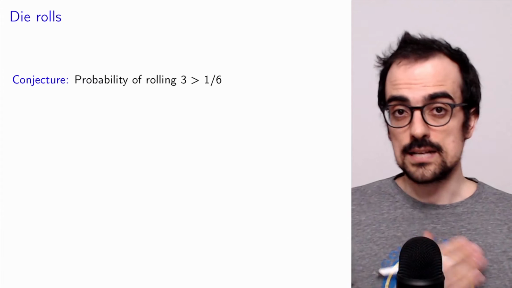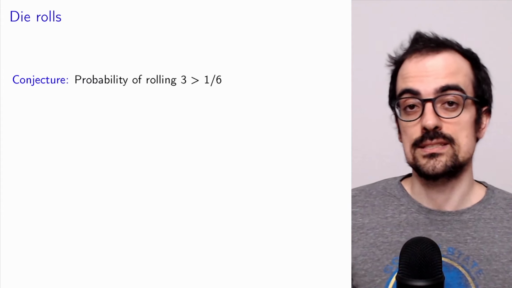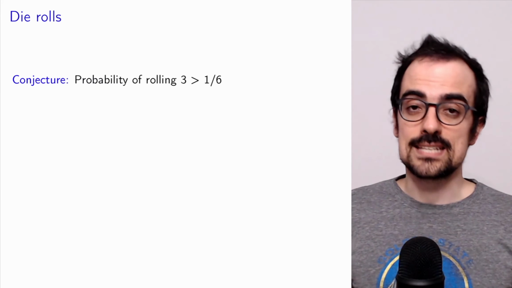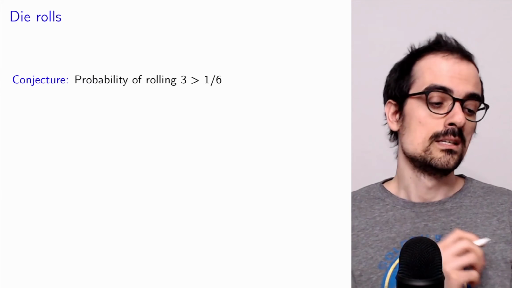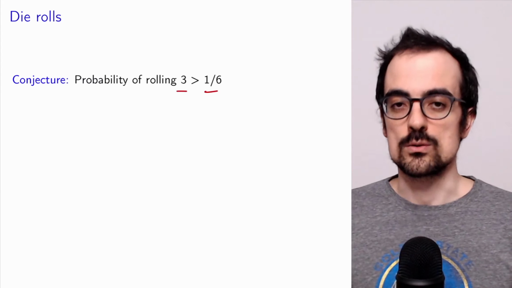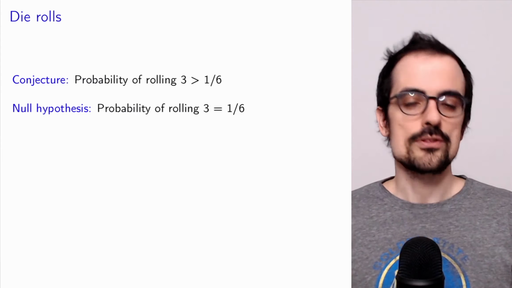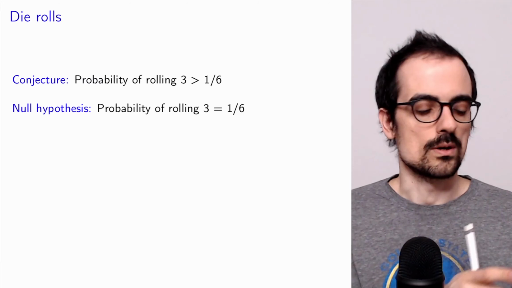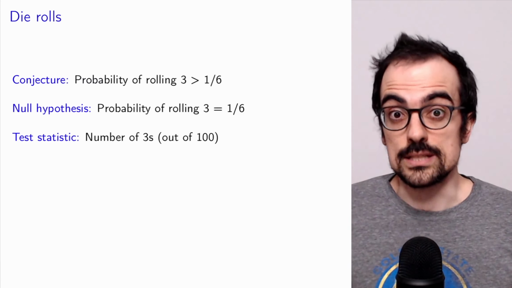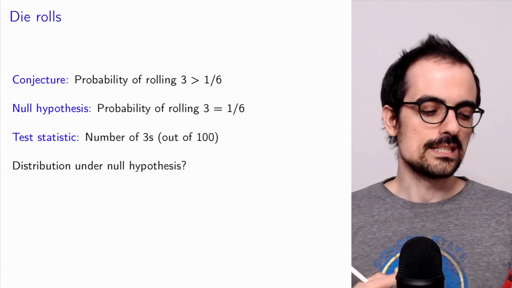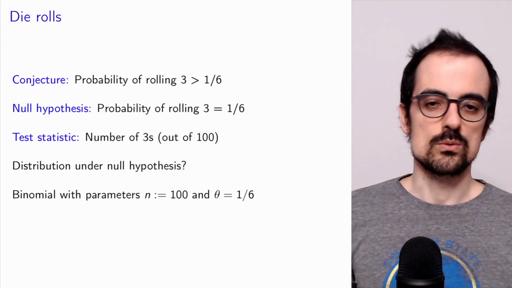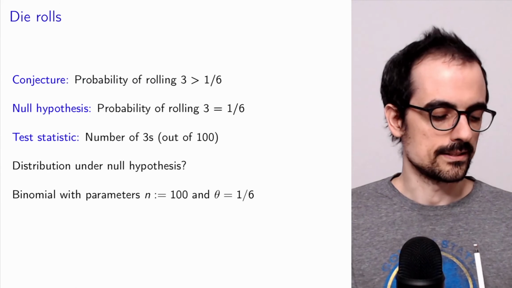We have done the proof for continuous test statistics, but sometimes test statistics are discrete. This is the case in our example with the die rolls, where we had this conjecture that the probability of rolling a 3 was greater than 1 over 6. Our null hypothesis was that the probability of rolling a 3 was actually 1 over 6. And the test statistic was the number of 3s, so it's discrete. Remember that the distribution of the test statistic under the null hypothesis was binomial with parameters n equals 100 and theta equals 1 over 6.